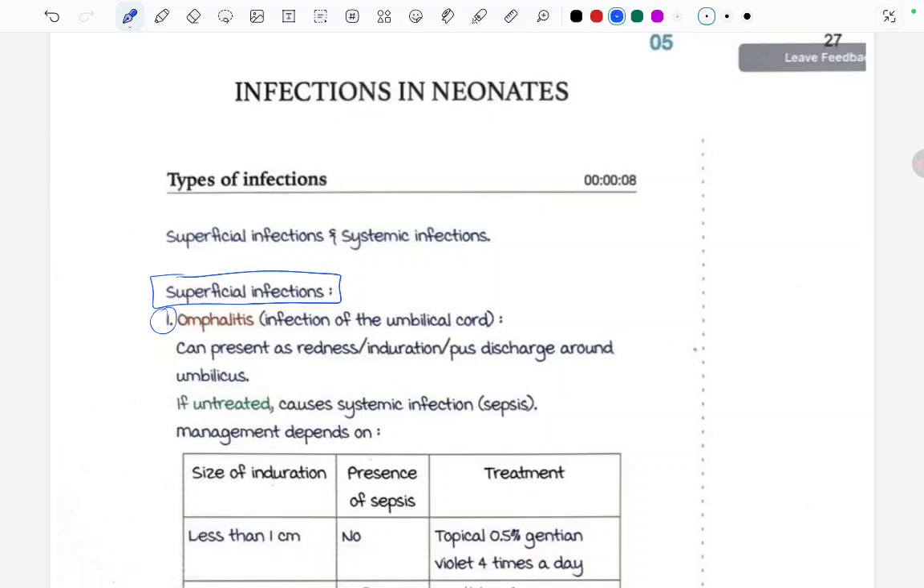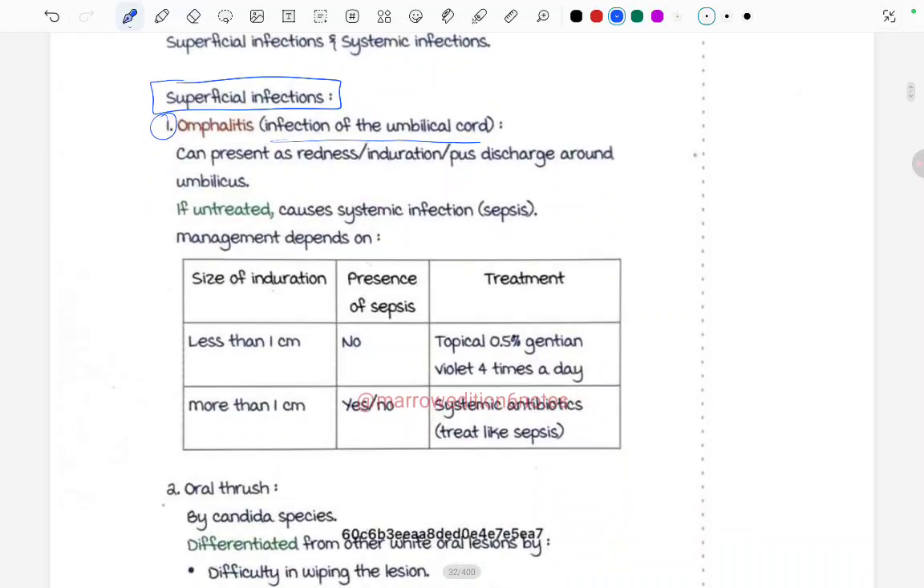So, omphalitis is infection of umbilical cord. It can present as redness, as induration, as pus discharge around the umbilicus, and if untreated, it can lead to systemic infections, even sepsis. Okay, so how will we manage it? Management depends upon the size of induration, presence of sepsis, and how will we treat.